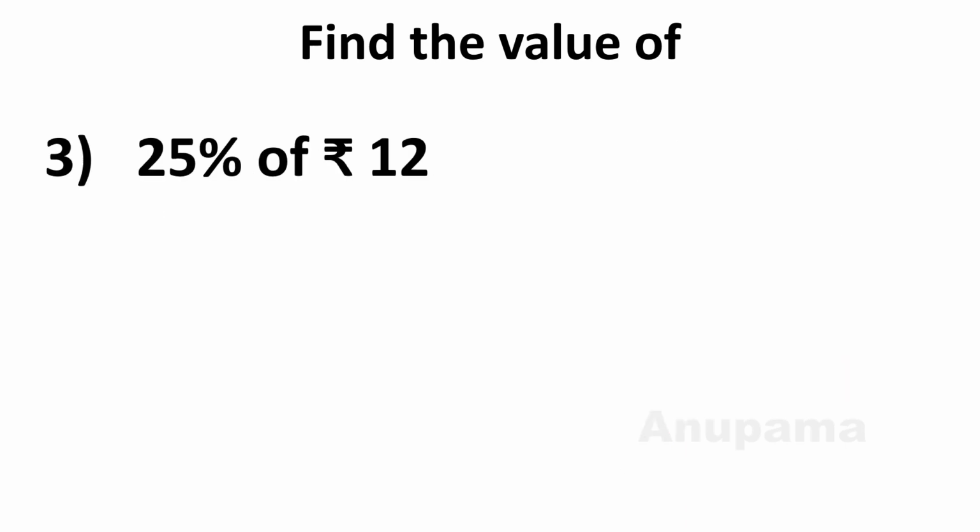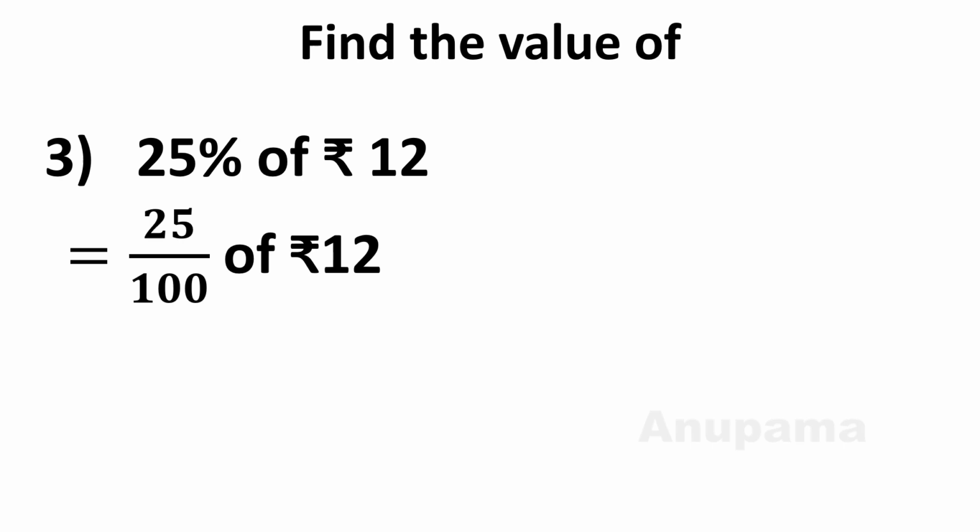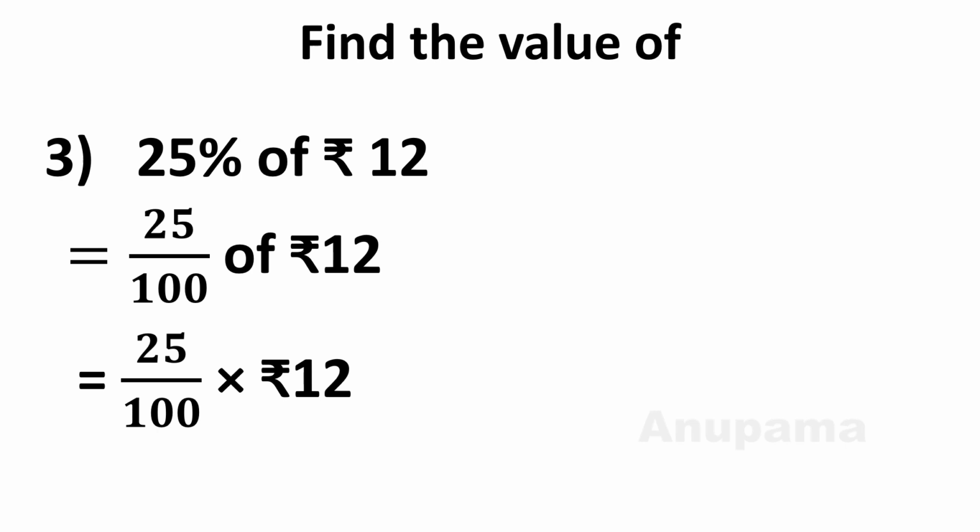Next is 25% of rupees 12. Here we need to take care of the unit too. First step is to convert 25% into a fraction with denominator 100. So what will it be? 25 by 100 of rupees 12. Instead of "of" we will put the sign of multiply. That is 25 by 100 multiply rupees 12. Now just solve this. 25 ones are 25. Here 25 fours are 100. Now 4 ones are 4 and 4 threes are 12. So the final answer is rupees 3.